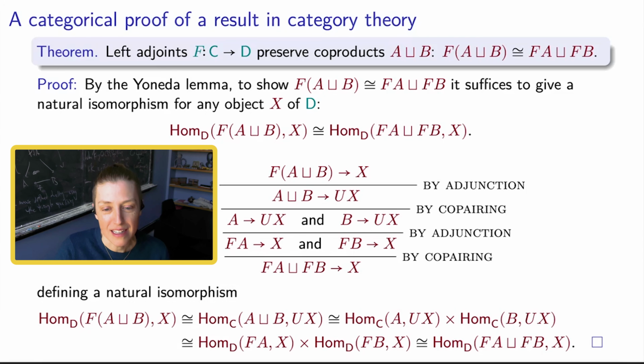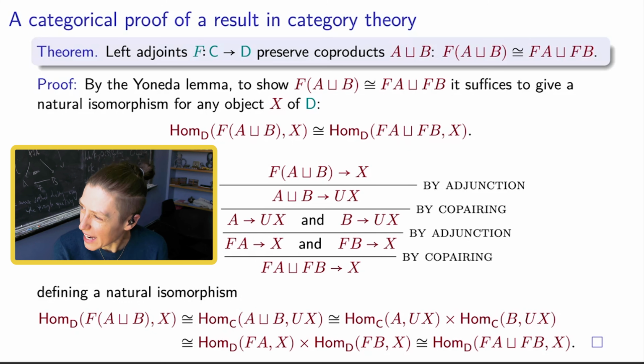And how do I get that isomorphism? Well, I'm just going to compose a bunch of natural isomorphisms. So if I start with an arrow from F of the coproduct of A and B into X, then I can use the natural bijection of the adjunction to transpose that into an arrow now in the category C out of the coproduct of A and B and into the object U of X, U being the right adjoint to F.